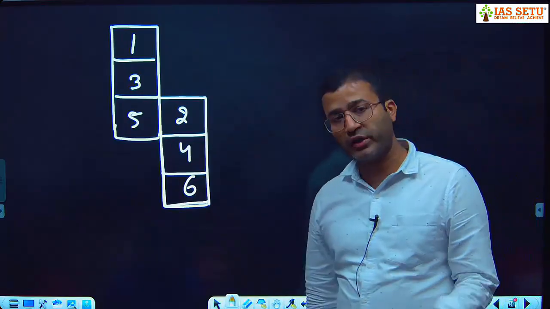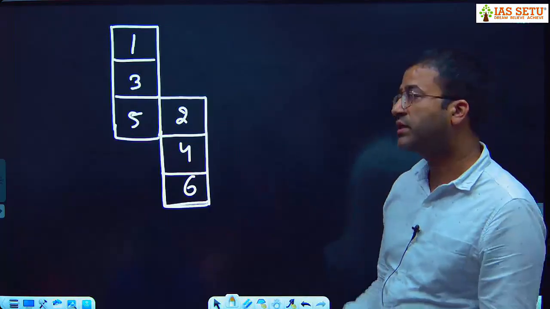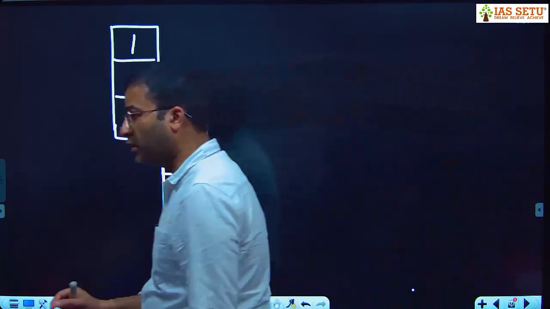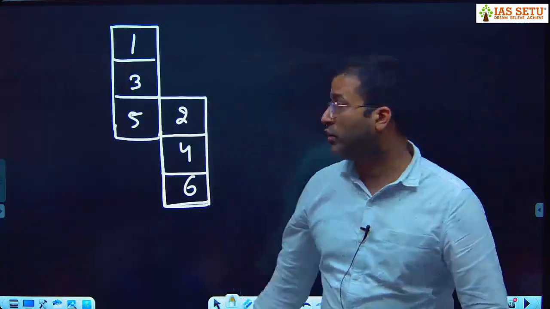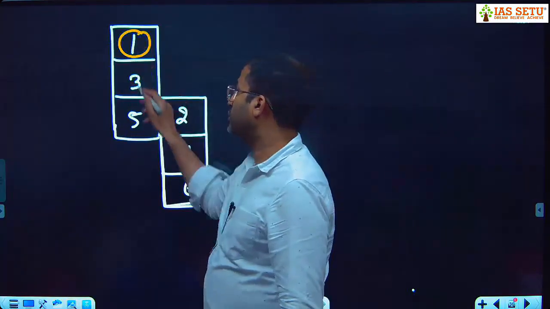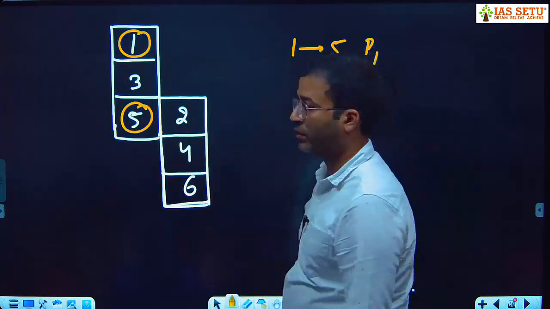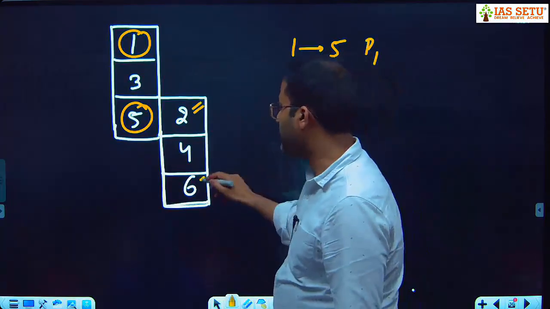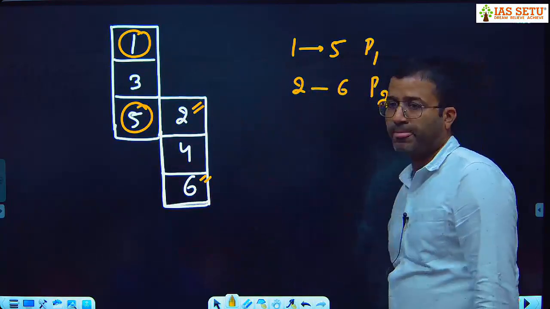Okay, now we learn one more concept, but we will take help of type 1 first. Type 1 suggests in a column or in a row, alternate faces are always opposite. So 1 and 5 alternate, and this is our first pair. Similarly, 2 and 6 alternate, 2 is opposite of 6. This is our second pair.